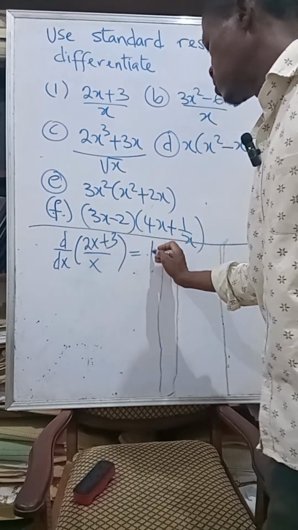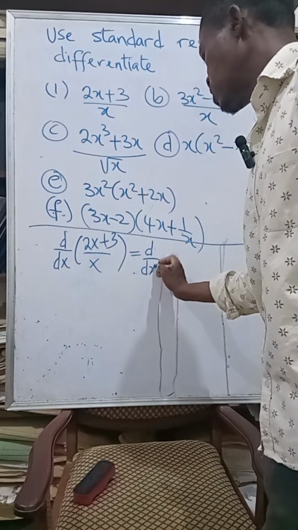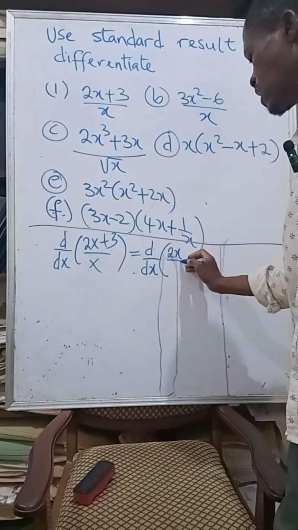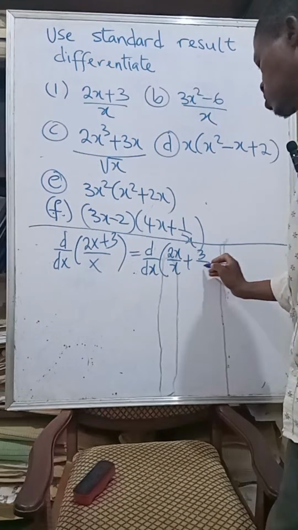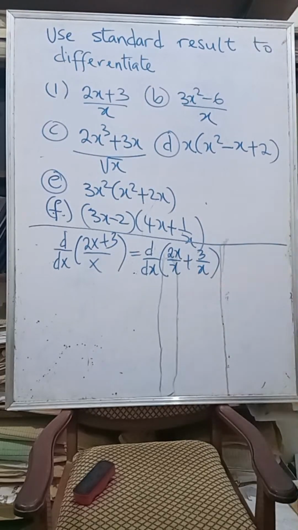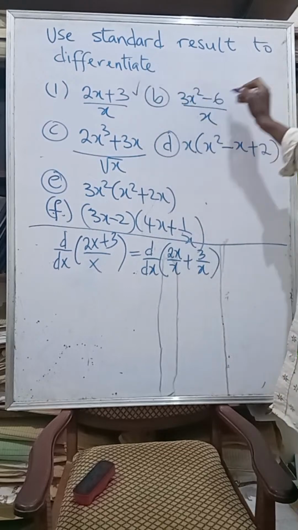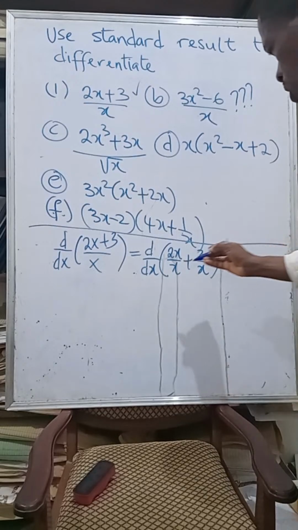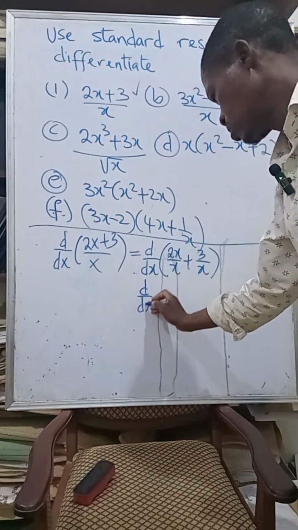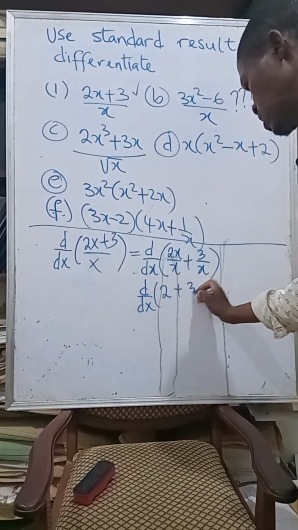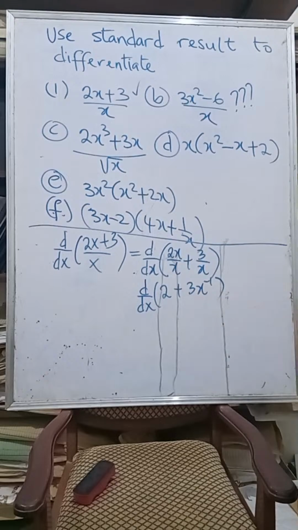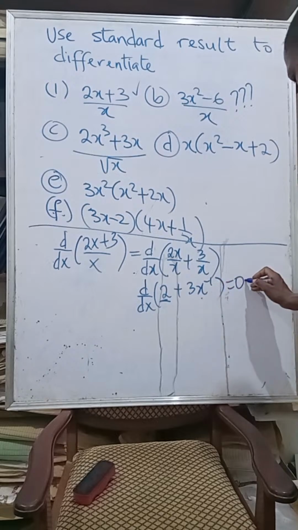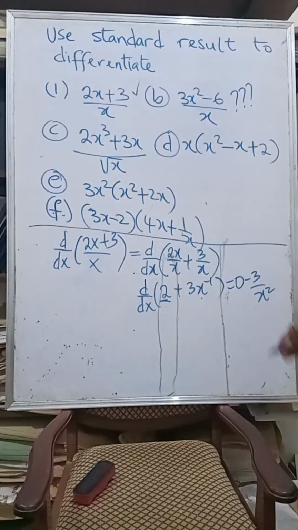So do the algebra, d/dx into brackets. This fraction means 2x over x plus 3 over x. That's the first thing to do. I'll do the first one, you do the second one, and put the answer in the comment section. So this will be equal to d/dx of 2 plus 3x to the minus 1. If you differentiate the constant, that will be 0, and this will be minus 3 over x squared.